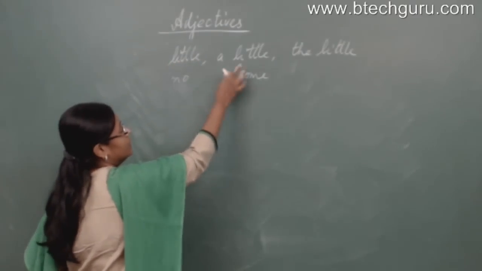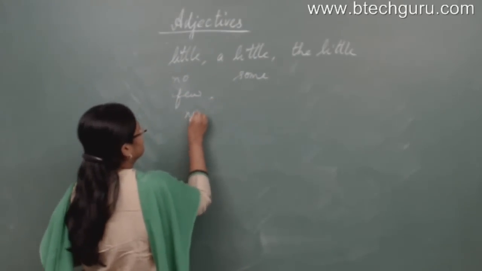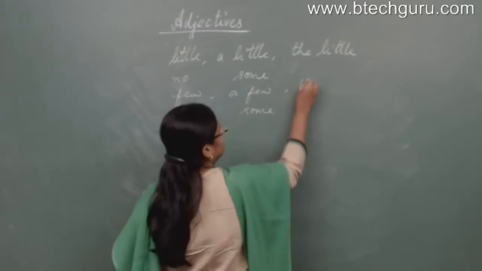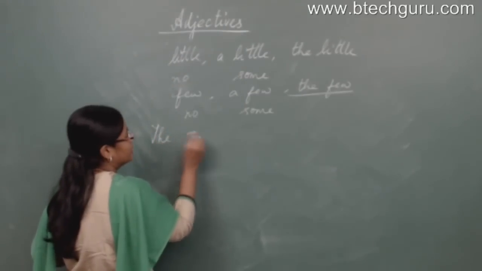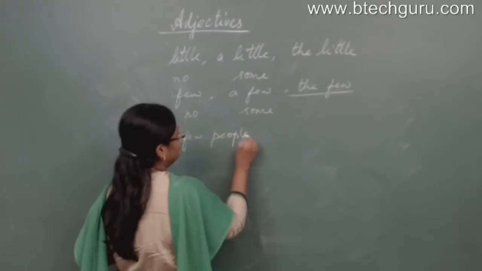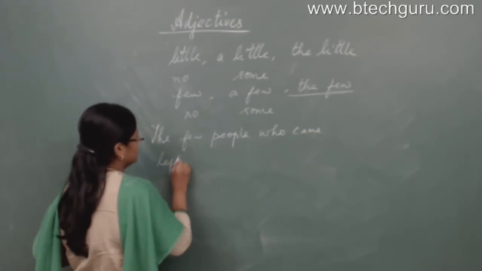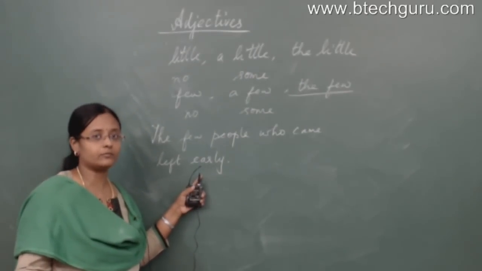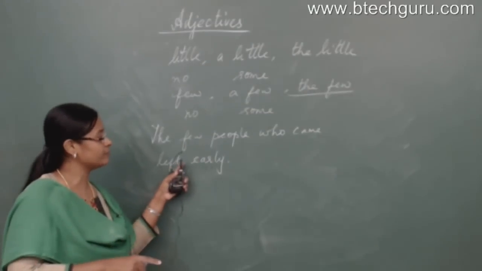Remember, little and a little are used for uncountable nouns. And then we have few, again a negative meaning, and a few means some. Same way, the few. Let us use it in a sentence. The few people who came left early. What does this sentence mean? The sentence itself gives you the meaning that not many people came. That's the first thing. And those people who came, they also left early.